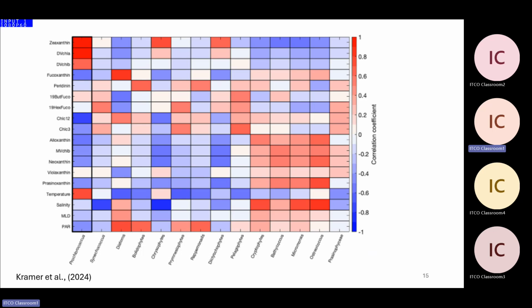Okay, this is a very busy graph. Again, it's very similar to the previous one, and this is from Sasha Kramer. You've got pigments.